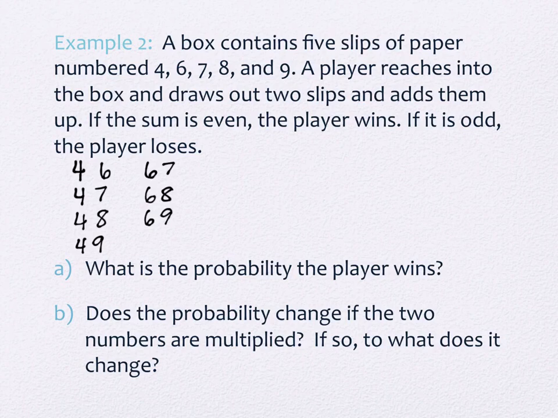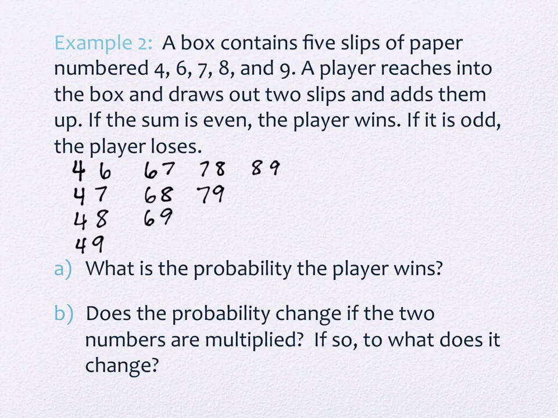So I could include 7 with some things. I already did 7 and 4. I already did 7 and 6, so I don't need to write them again. What else could I do with 7? 7 with 8, and 7 with 9. What am I missing? I'm missing 8 and 9. That's the only other thing that I haven't written down at this point.